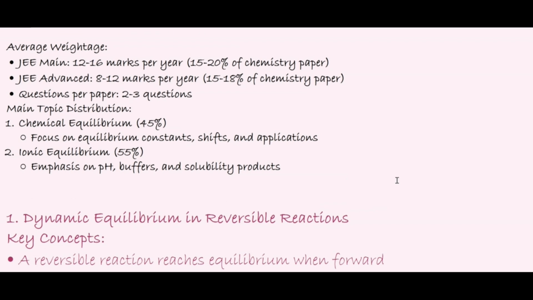The weightage of this chapter is, for JEE Main, we can easily expect 3 to 4 questions from this chapter alone because it involves chemical as well as ionic equilibrium. In case of JEE Advanced, you can expect 6 to 8 or 12 marks also from this chapter. The main topic distribution will be mostly they will be asking questions from ionic equilibrium rather than chemical equilibrium because it covers only few topics.